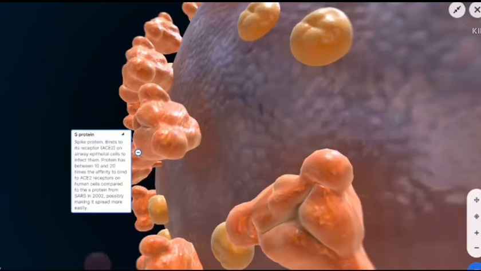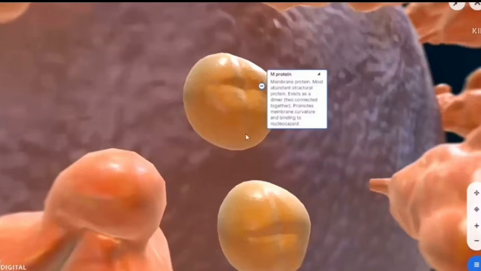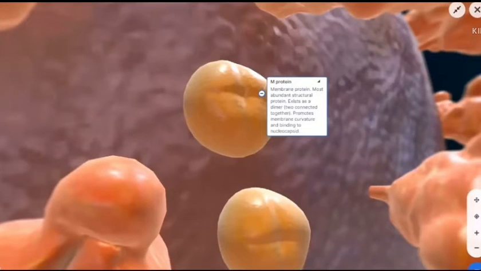So the next one is the M protein. So this thing is the M protein. M protein, or the membrane protein, is the most abundant on the viral surface and defines the shape of the viral envelope. It can be thought of as the central organizer for coronavirus assembly and interacts with other structural proteins.